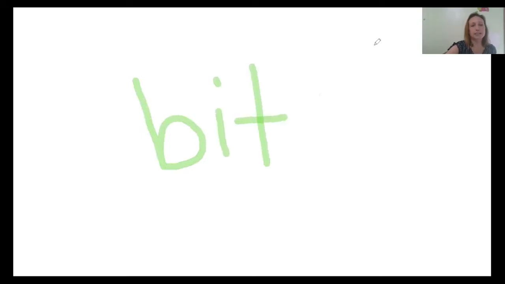Next one, bite. Listen carefully to your vowel sound. Let's sound that out. B-I-T. How did you spell bite? B-I-T. And my I says its name, so I'm going to put the E at the end. B-I-T-E.